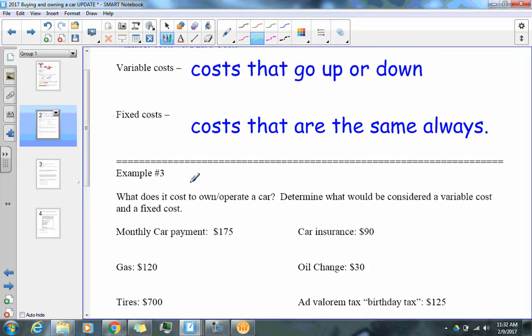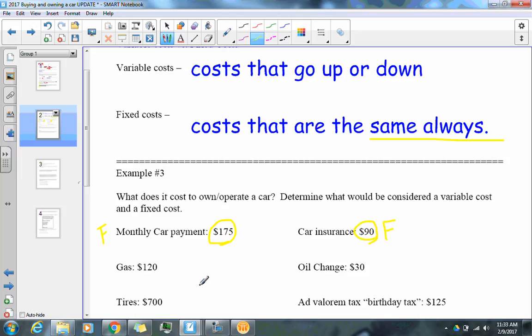All right, so a fixed cost is costs that are always the same. So, for example, a monthly car payment is always going to be the same. So this right here would be a fixed cost. Okay, car insurance is $90 a month. That will always be the same, so that's a fixed cost. And I know you guys might be asking, well, what if you get in a car accident? Well, we're under the impression that car insurance is always the same, okay? Meaning it does not change from month to month. It always stays the same.